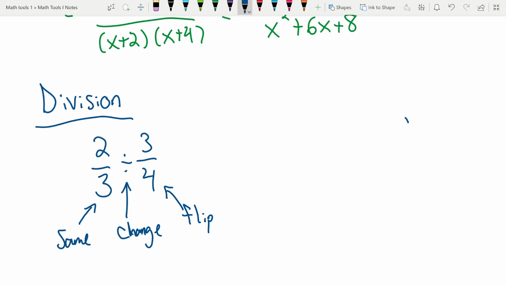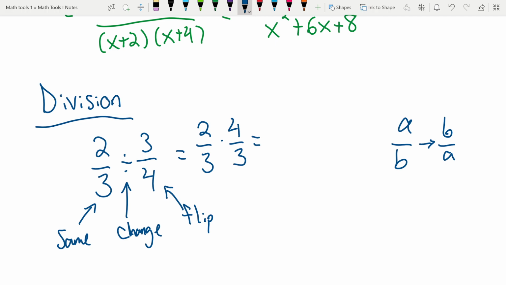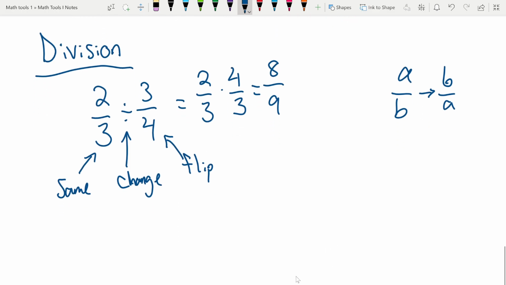Remember, the reciprocal of a over b is b over a. So when we say the reciprocal, we just mean flip it over, right? The numerator becomes the denominator and vice versa. So here we'd have 2/3 times 4/3. So we just turn it into a multiplication problem. So we get 8/9. Okay. So no problems there.